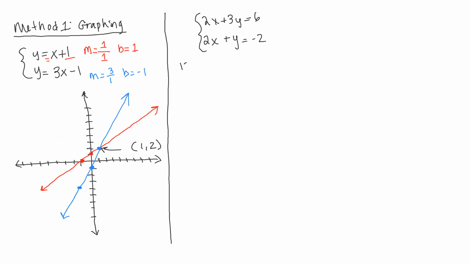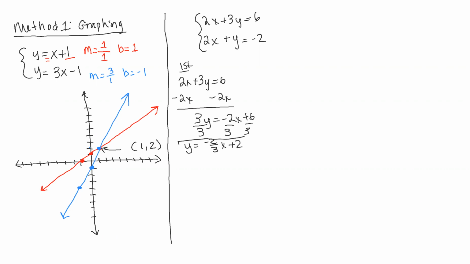So for the first equation, I have 2x plus 3y equals 6. I want to solve it for y, so I'm going to subtract 2x. That's going to give me 3y equals -2x plus 6. I then divide everything individually by 3. So I am left with y equals -2/3 x plus 2. And again, I'm going to graph these red and blue. So for this first equation, my slope is -2/3. My y-intercept is 2. Okay?